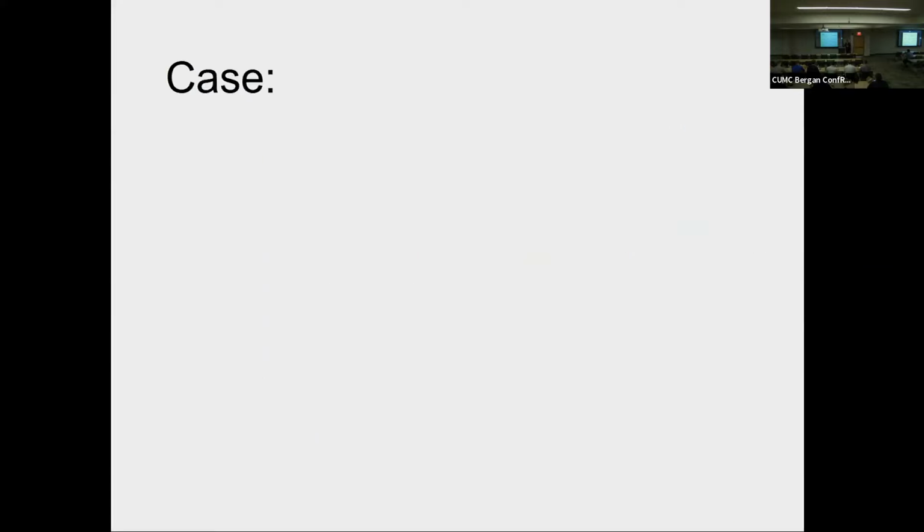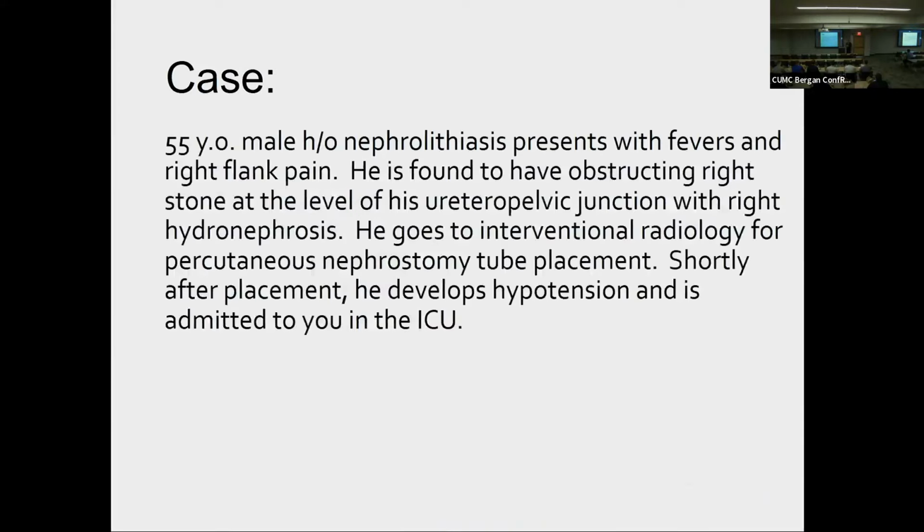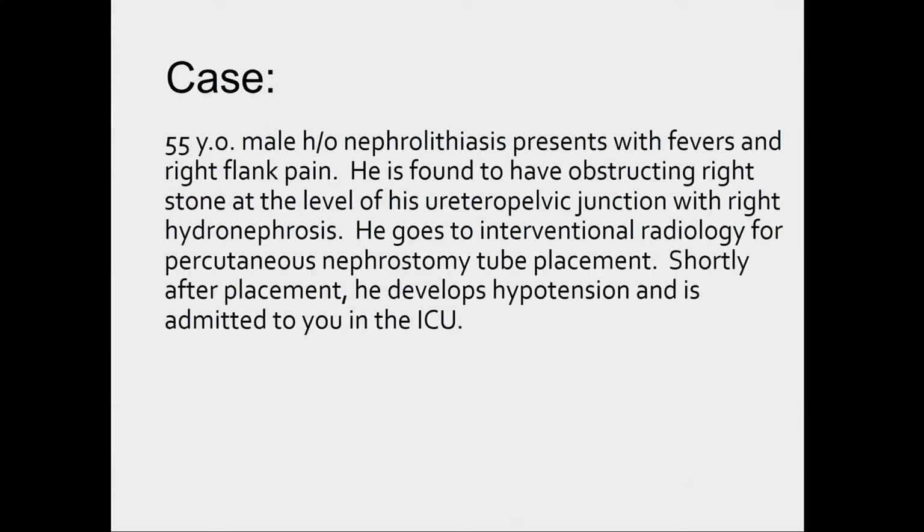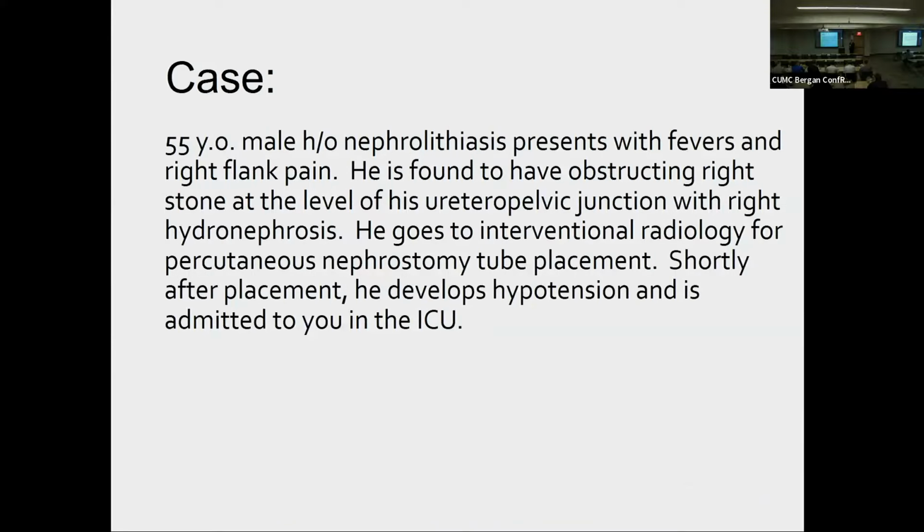No good Grand Rounds is without a case. So here's your case. A 55-year-old male has nephrolithiasis, comes in with fevers and right flank pain. He has an obstructing stone at the level of the uropelvic junction. He has right hydronephrosis. At my institution, he would go to interventional radiology. There's actually a fight between urology and interventional radiology. Usually interventional radiology loses, so they usually take the patient and put in a PERC neph tube. Occasionally my urologist will put in a stent. But at my place, he probably gets a PERC neph tube by interventional radiology.